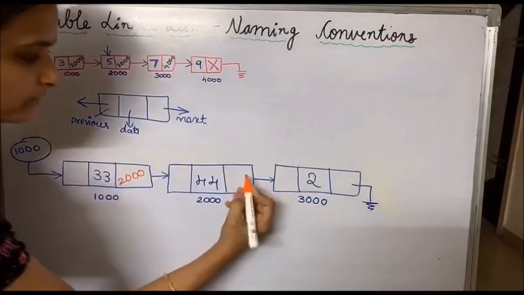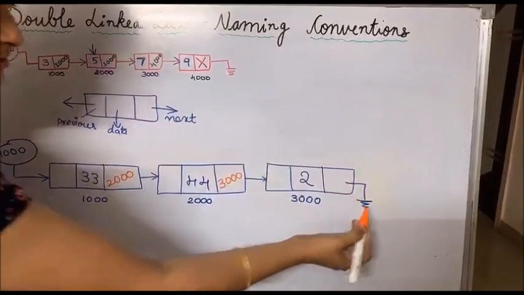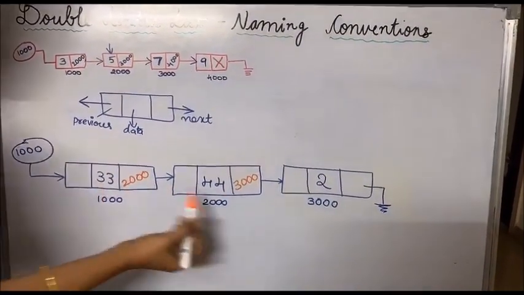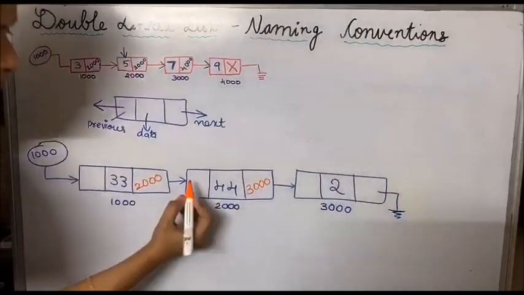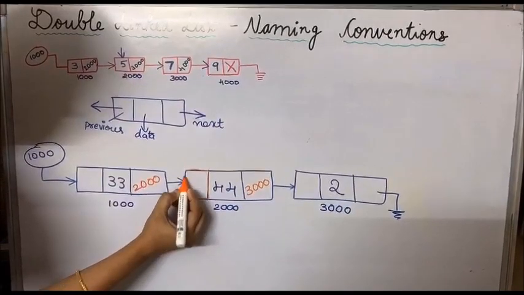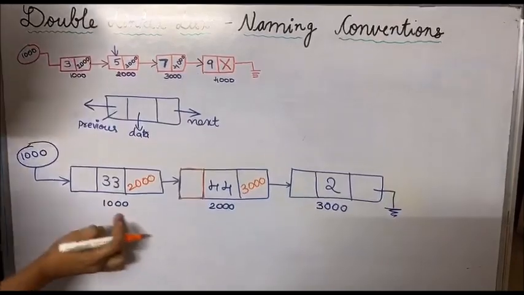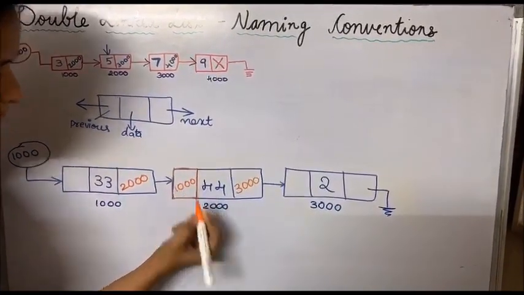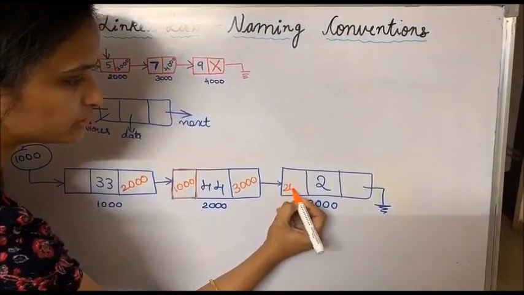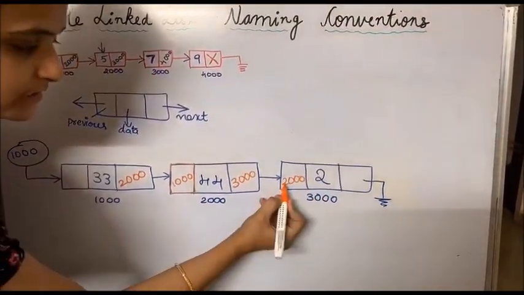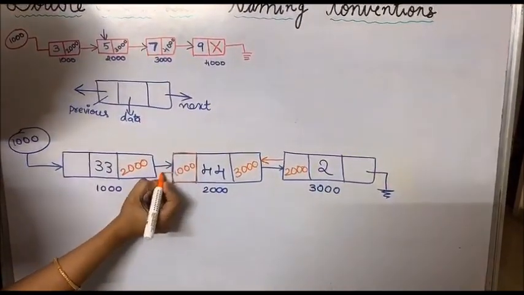In the same way, the second node stores the address of its next node. Here there are no further nodes, so it stores null. So these are the 2 fields. And coming to the previous field, the first field stores the address of its previous node. What is its previous node? It is 1000. So it stores 1000 here. In the same way, the previous node for 3000 is 2000, so it stores 2000.